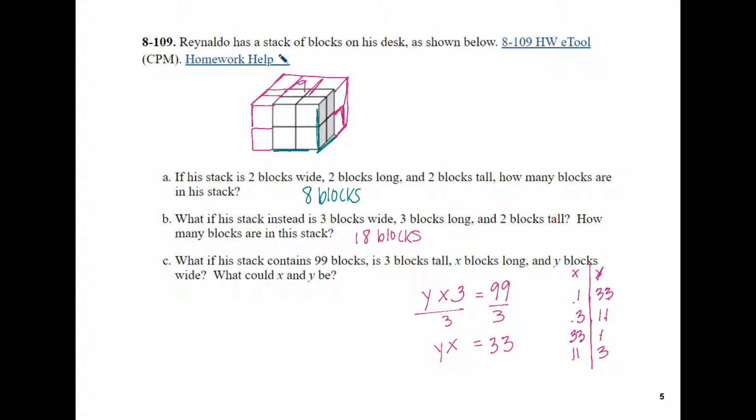So looking back above, if I have 2 blocks wide, 2 blocks long, and 2 blocks tall, I notice that 2 times 2 times 2 gave me 8. My length times my width times my height gave me my 3-dimensional figure.